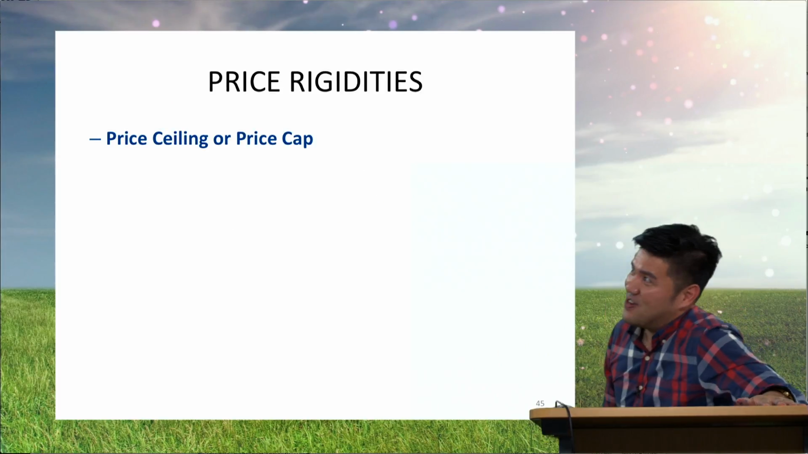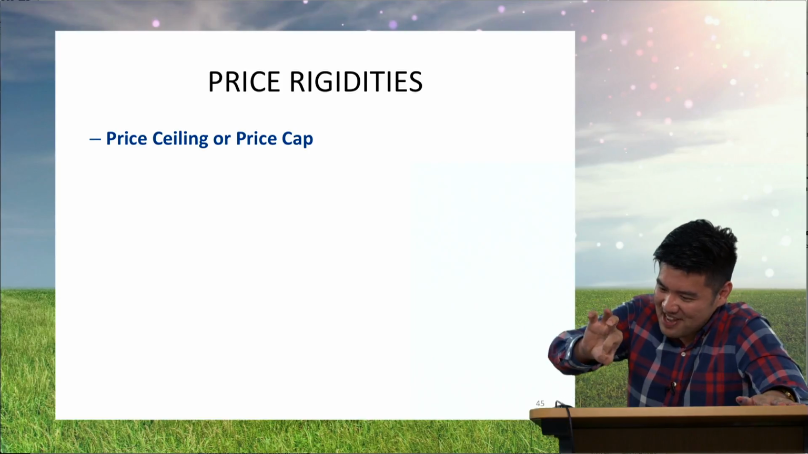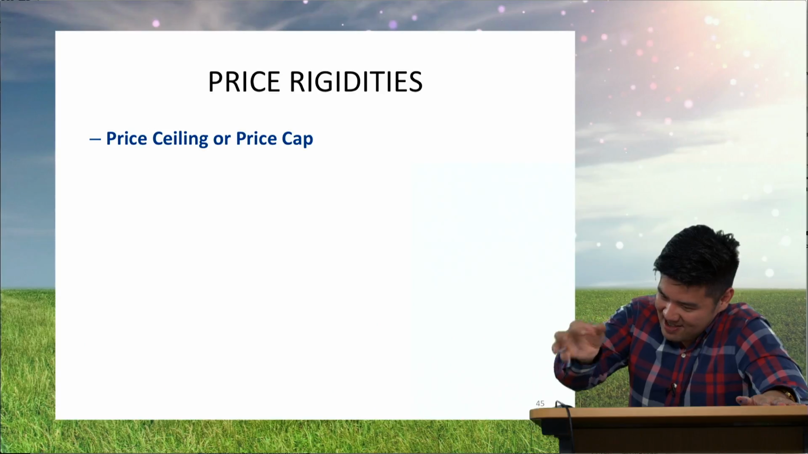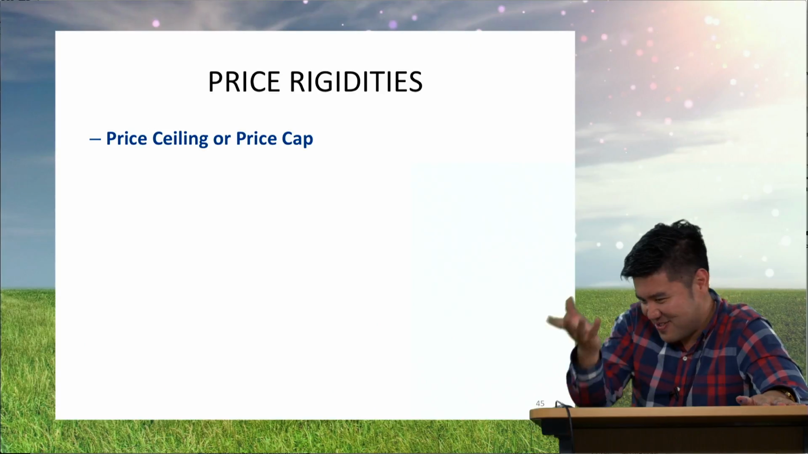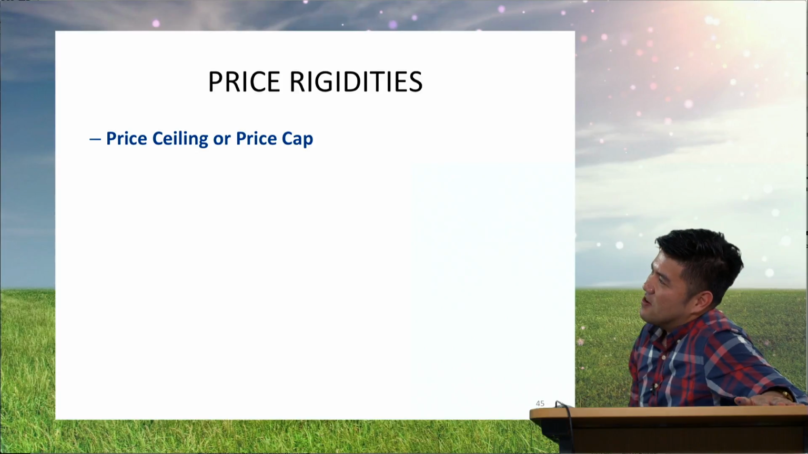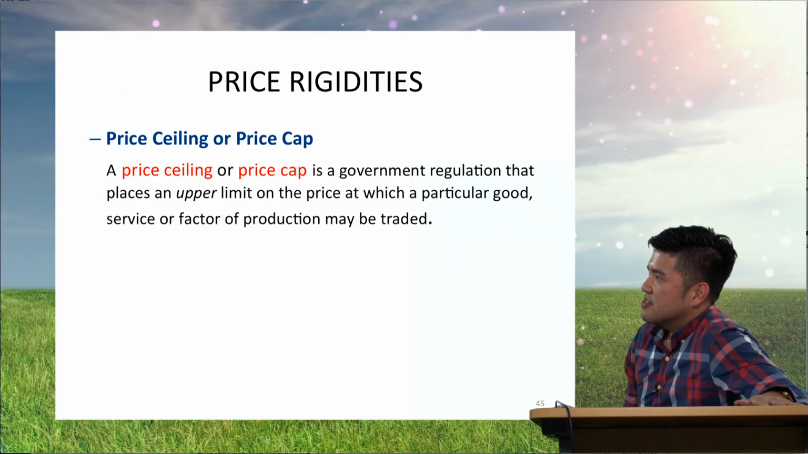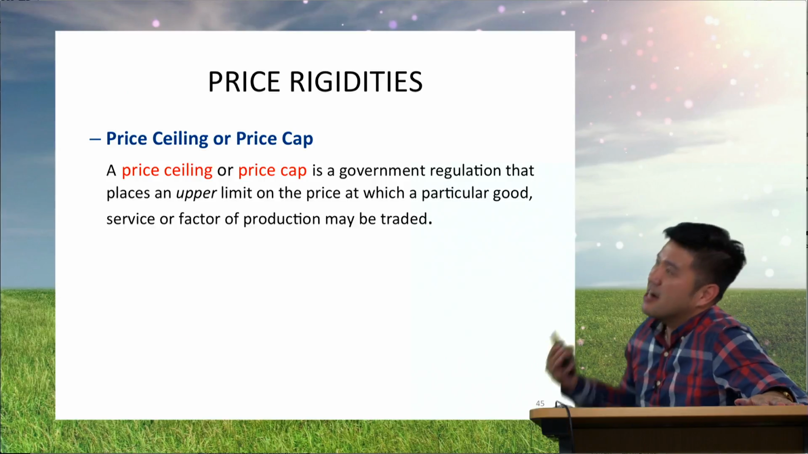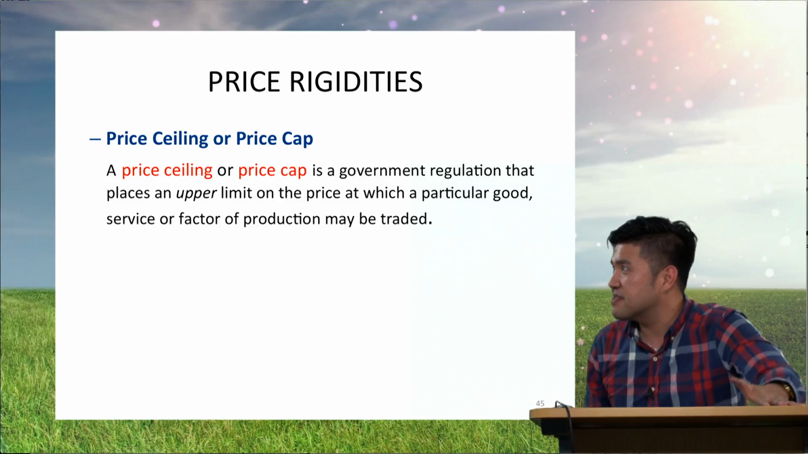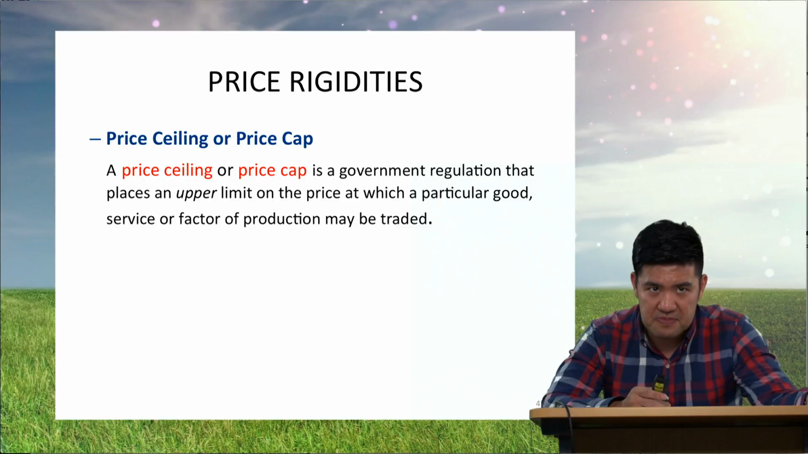Price ceiling or price cap. Remember what I said, there are two sides to a coin. If you understand one side, then you should understand the other side. A price ceiling or price cap is a government regulation that places an upper limit on the price at which a particular good, service, or factor of production may be traded.